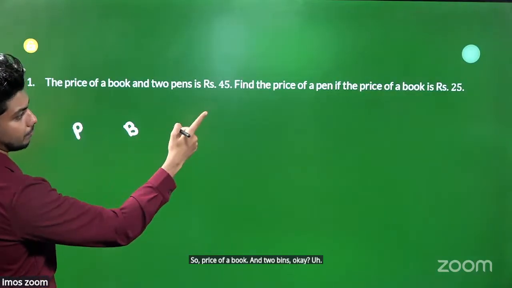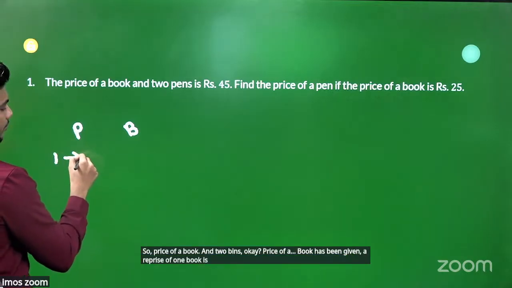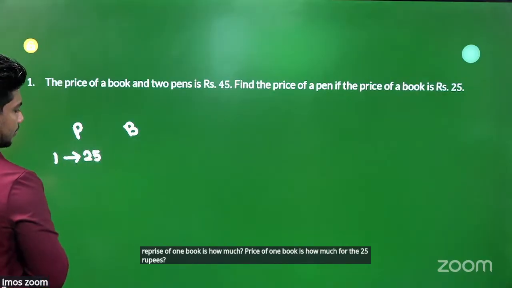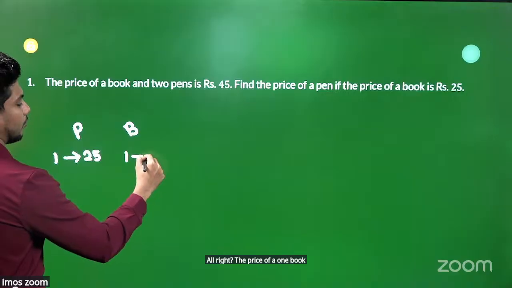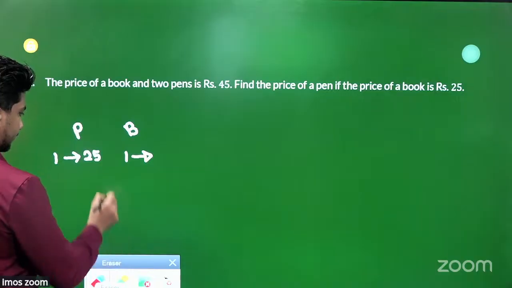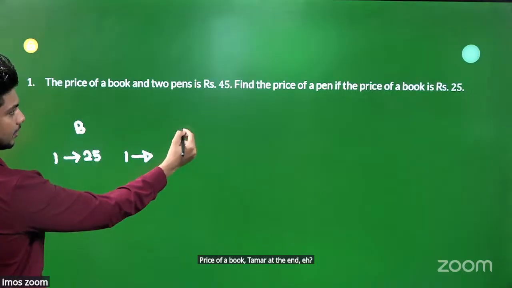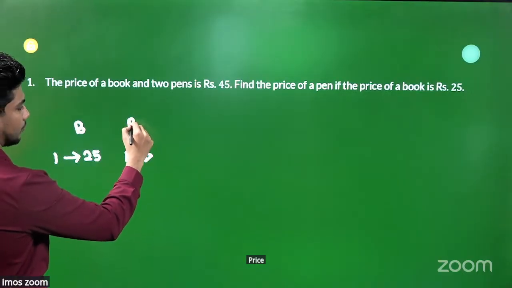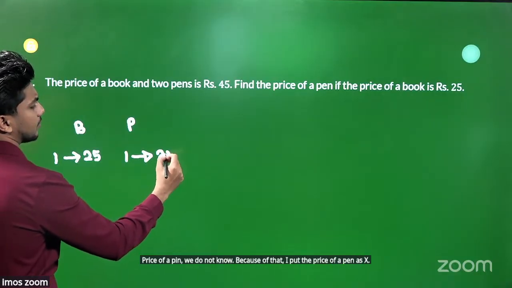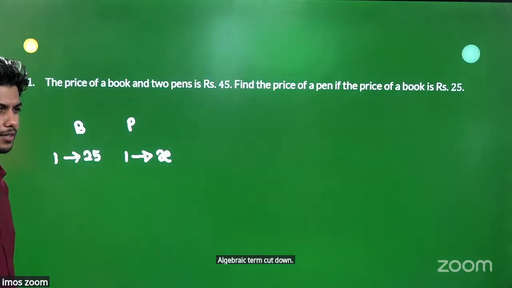The price of a book has been given: 25 rupees. The price of a pen is what is asked, and we do not know it. Because of that, I put the price of a pen as X. It's an algebraic term, an unknown term.